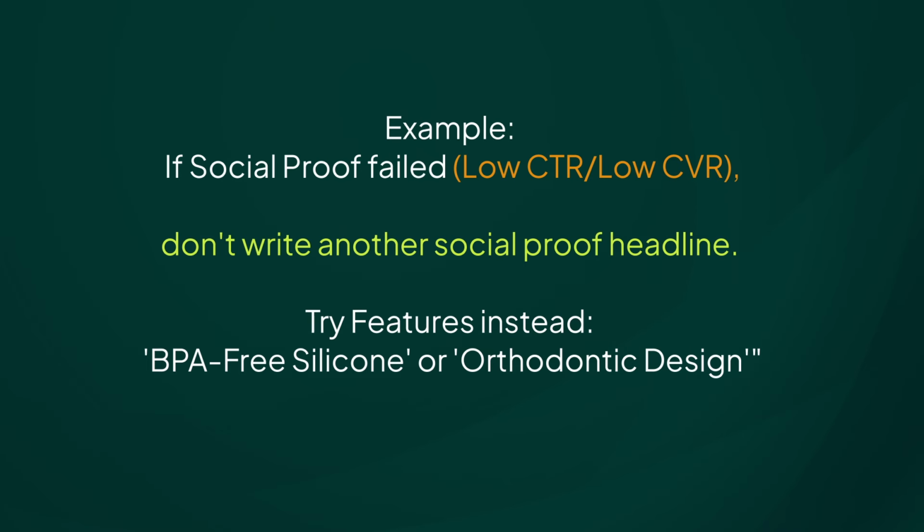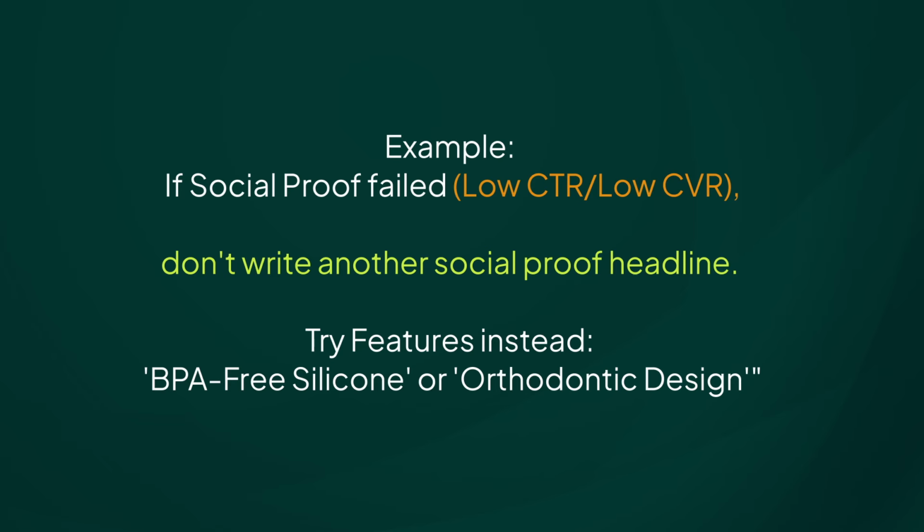Now, step 4 is to, of course, replace the losers. Kill the low CTR, low conversion rate headlines. Now that you have perfected within the core 5 formulas, then try to write new headlines using different formulas. If your social proof formula has failed or you've focused on a couple other formulas, then don't just keep staying within the core 5. Try to look at the other frameworks. Maybe you want to try features instead. So especially if you say something like Danish design worked, then maybe something like BPA-free silicone or orthodontic design, or something that's more feature focused, but that also still plays on the Danish design.